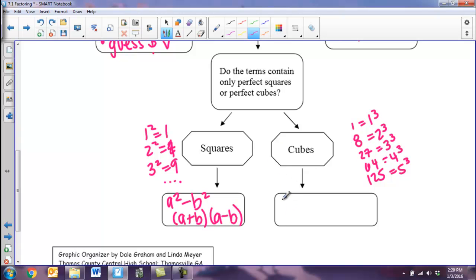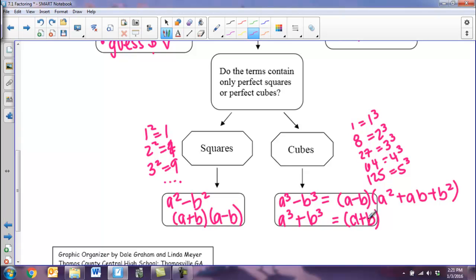So if you had a cubed minus b cubed, that would factor into a minus b times a squared plus ab plus b squared. Okay, and I'll show you how you can memorize this in a second. So that would be a difference of cubes. Now if you had a sum of cubes, we actually can factor that. We can't factor a sum of squares, but we can factor a sum of cubes. And it's going to look really similar. You're just going to notice that the signs change. So a plus b times a squared minus ab plus b squared.